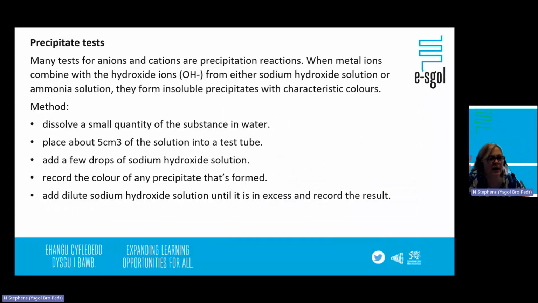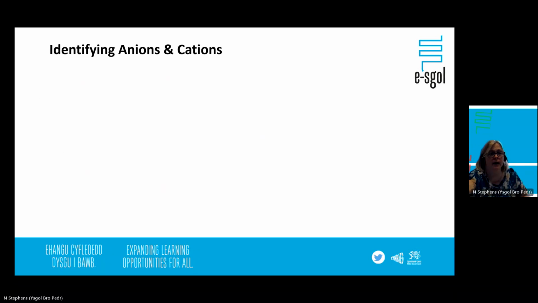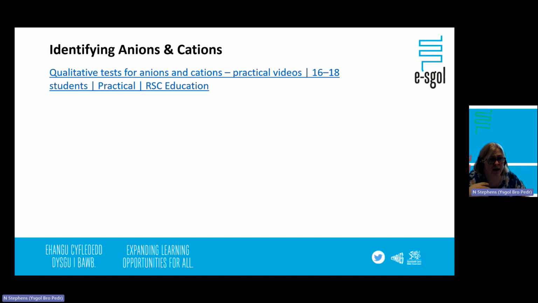Precipitate, as you know, many tests for anions and cations are precipitation reactions. So the metal ion combined with the hydroxide ions, then either sodium hydroxide solution or ammonia solution, form insoluble precipitates. So I won't dwell too much, but just to recap there for you, is a summary of certain cations and how they would precipitate out with certain compounds. Okay. And then identifying anions and cations. Now, lots of these are quite straightforward ones in reality. Okay. And again, there is a resource link there for you.